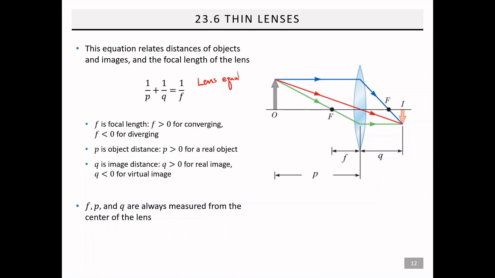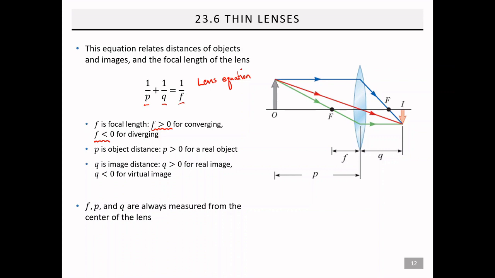And luckily, it's the same equation that we use for mirrors. So you have 1 over the object distance plus 1 over the image distance is equal to 1 over the focal length. For converging lenses, we will always get a positive number for the focal length. For a diverging lens, the focal length will always be a negative number.